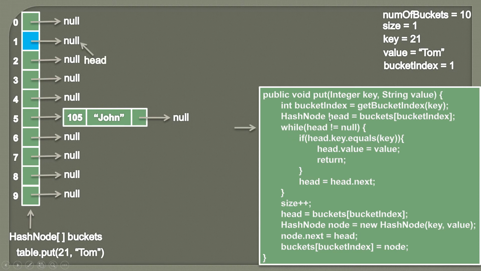Now we will simply check whether 21 is present in list of nodes at this index or not. So currently its head is pointing to null. This condition in while loop will come out to be false. And we know that this key value pair is not present. So we'll simply increase the size by 1 because now we are simply adding key value pair into this buckets array. So size becomes 2.